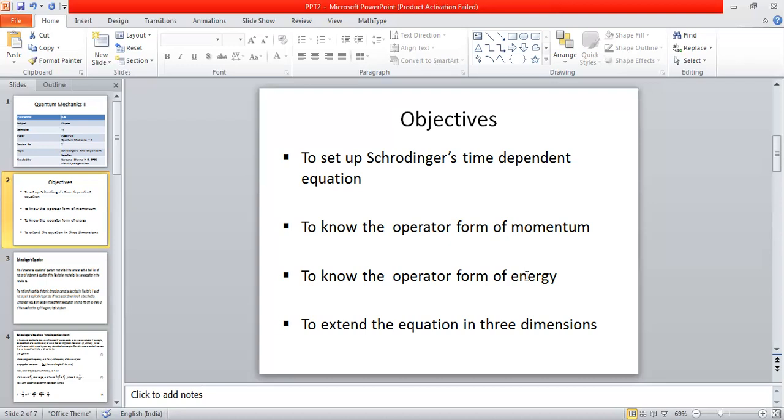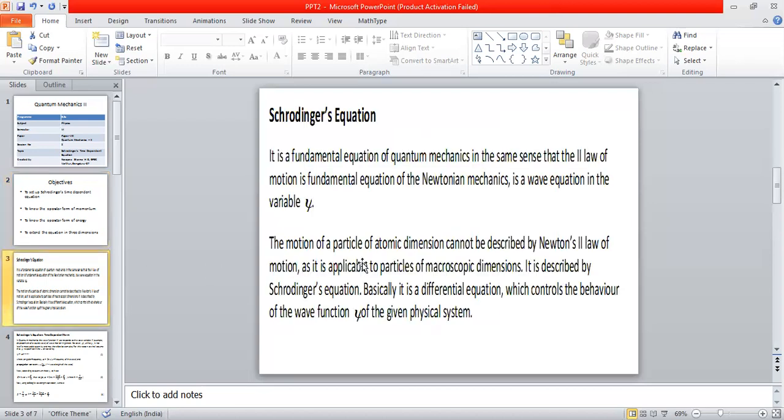And the last objective, of course, we are going to set up the Schrodinger's time-dependent equation in one dimension. I shall try to show how to extend Schrodinger's one-dimensional equation into three dimensions. So these are the four important objectives of this particular session. We are going to discuss them one by one. Now let us try to understand the Schrodinger's equation.